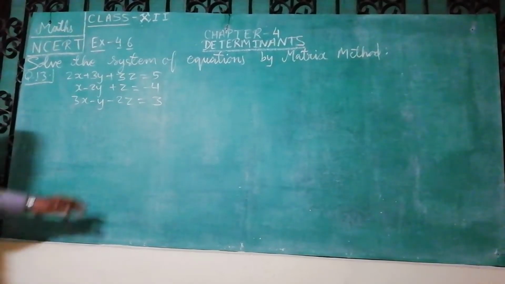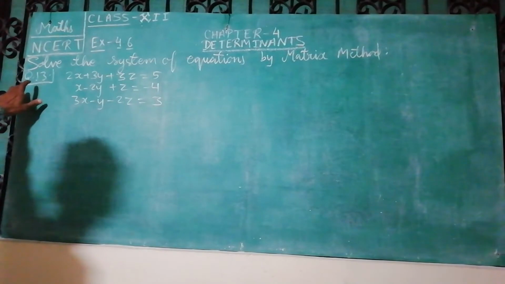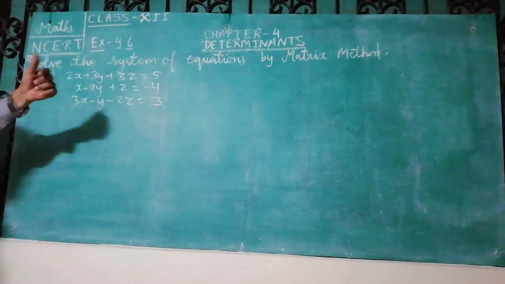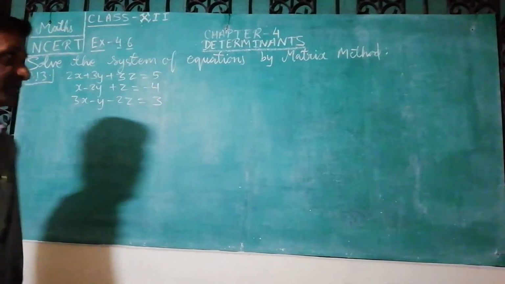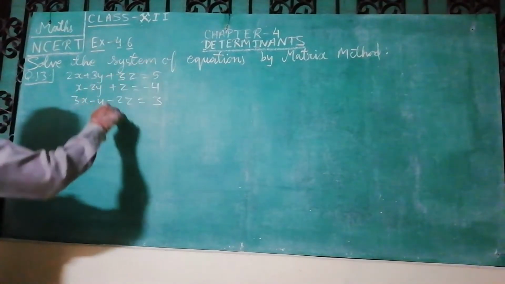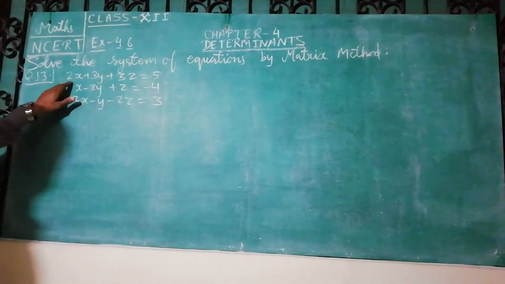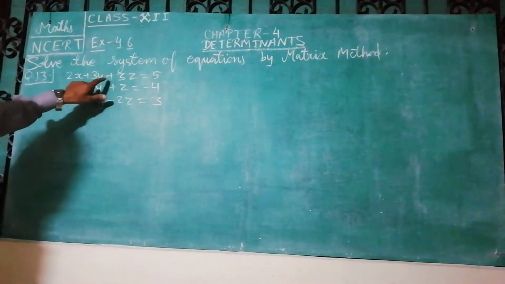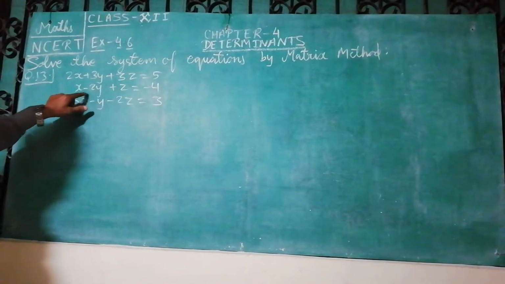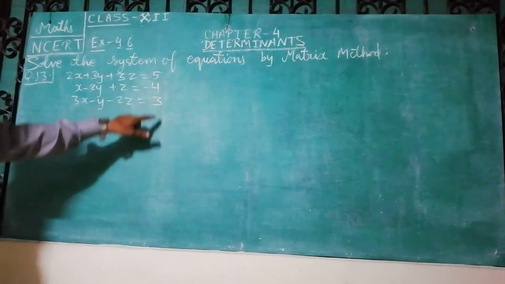Students, let us start our chapter 4 related exercise 4.6, question 13 of NCERT. The topic's name is determinants. Here it is a system of equations which we have to solve by the matrix method. The equations are given in this manner: 2x plus 3y plus 3z is equal to 5, and x minus 2y plus z is equal to minus 4, and 3x minus y minus 2z is equal to 3.